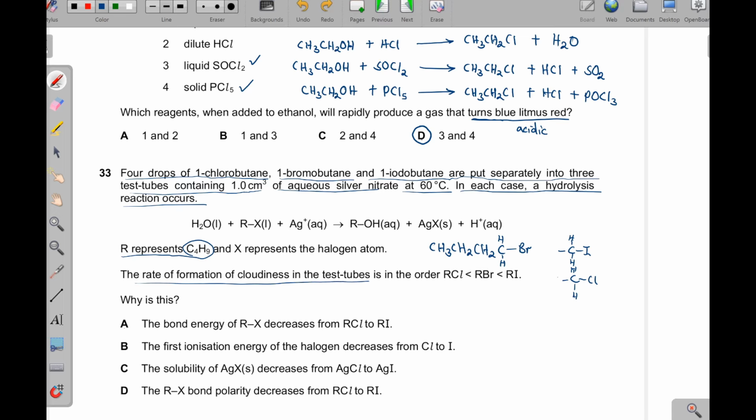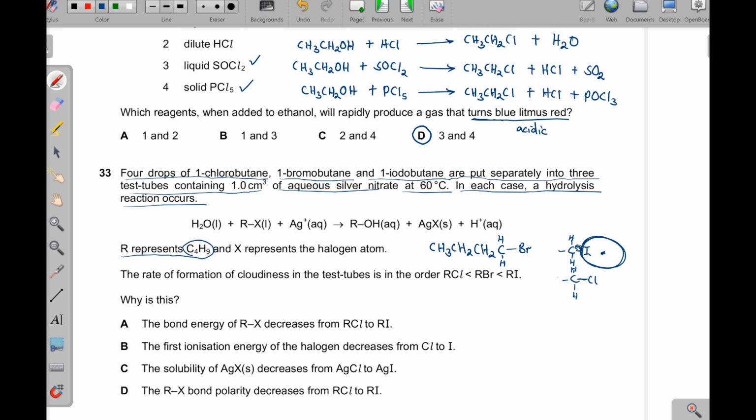Then after that, what are we going to have? The rate of formation of the cloudiness, that means we are looking at the bond strength here. Which of these ones, this one here, this one here, and this one here is the strongest? So the strongest, of course, is going to be with chlorine here, because chlorine is smaller in size, okay? And because it is smaller in size, there is not going to be a lot of polarization here. But when you look at this one of iodine, it is very large.